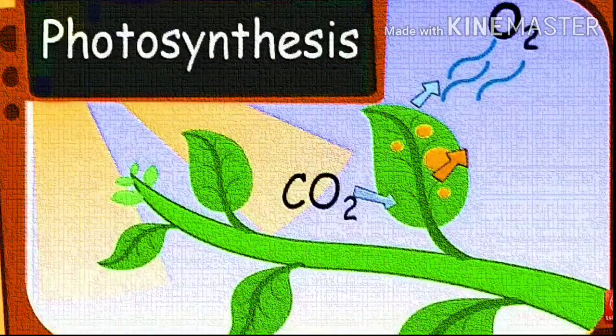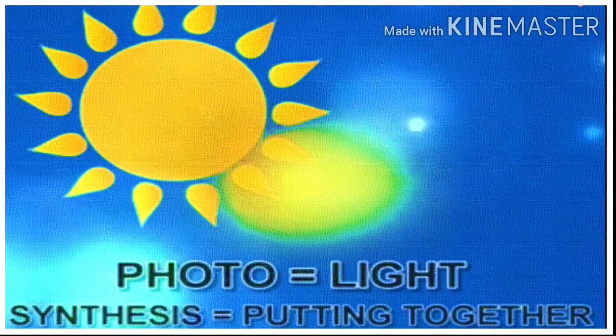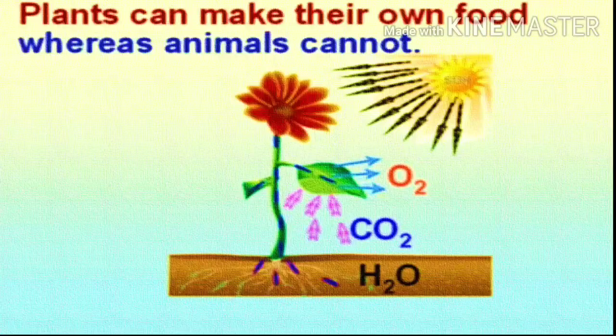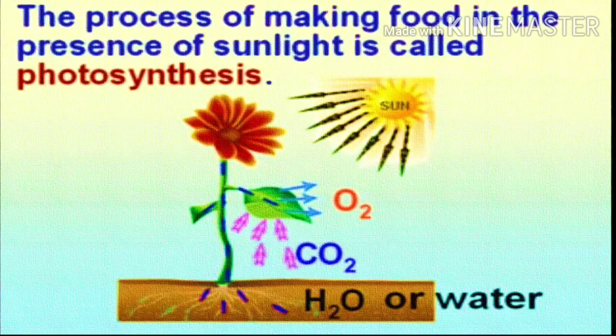Now we learn about photosynthesis. Photo means light and synthesis means putting together. Plants can make their own food, whereas animals cannot. The process of making food in the presence of sunlight is called photosynthesis.